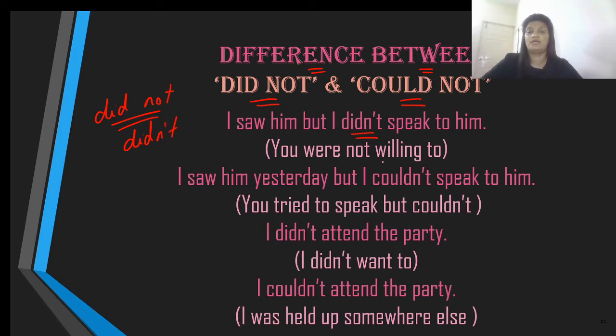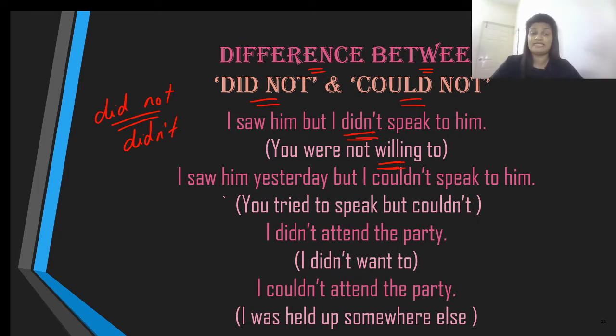Here you are talking about your will or your intention. You are trying to say that I could have, it was possible for me to go and speak to him, but then I chose not to do that. So here you were not willing to speak to him. So that's what it means when you say did not speak to him.